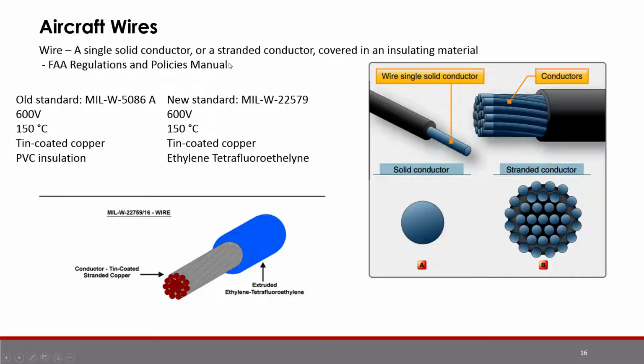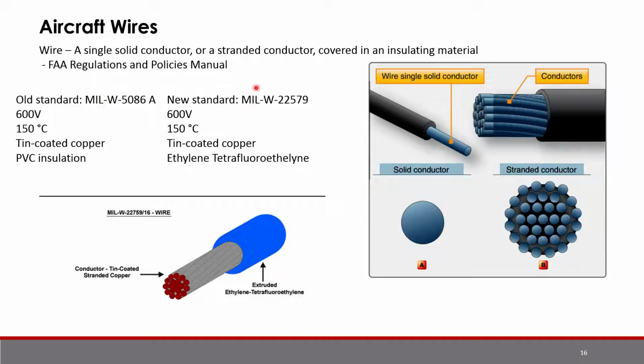So before we talk about the actual systems and the crash a little bit more, we're going to talk about what the wires are in an aircraft. From the FAA Regulations and Policies Manual, a wire is a single solid conductor, shown here in this diagram, or a stranded conductor, shown here, covered in an insulating material, which is around here. If you have multiple insulated solid conductors or multiple insulated strands bound together, then you have a cable, not a wire.